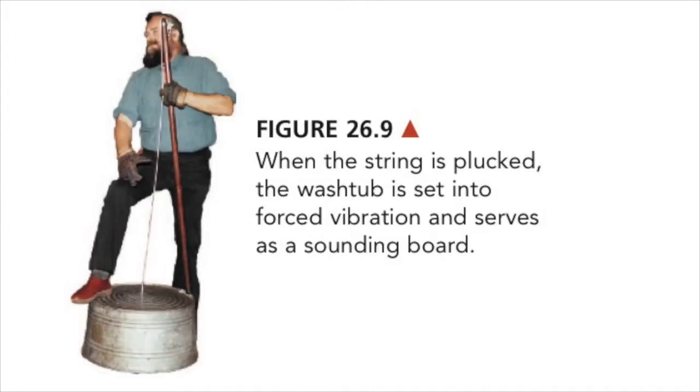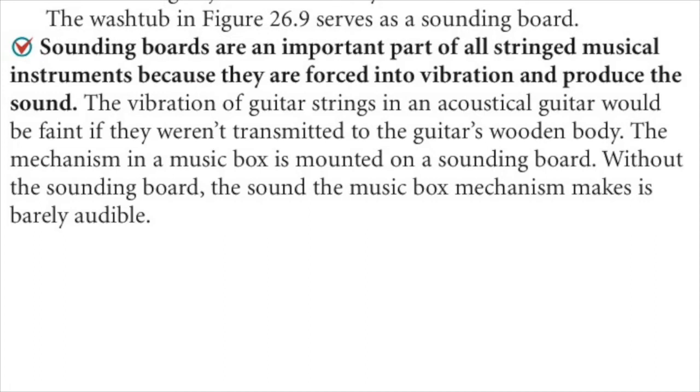The wash tub in figure 26.9 serves as a sounding board. Sounding boards are an important part of all stringed musical instruments because they are forced to vibrate and produce the sound. The vibration of guitar strings in an acoustic guitar would be faint if they weren't transmitted to the guitar's wooden body. The mechanism in a music box is mounted on a sounding board. Without the sounding board, the sound the music box mechanism makes is barely audible.